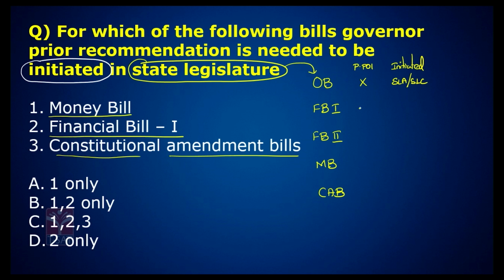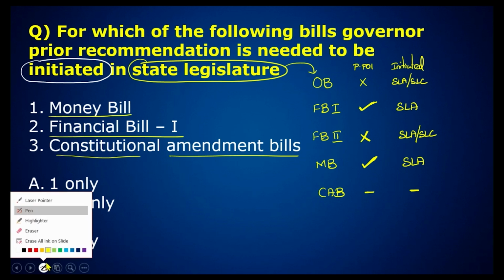Financial Bill Type 1 needs President of India prior permission, and it is initiated only from Assembly. Financial Bill Type 2 doesn't need prior President of India permission, and it can be initiated either from Assembly or Council. Money Bill needs President of India prior permission, and it is also initiated only from Assembly. CAB is not initiated in the state legislature only.